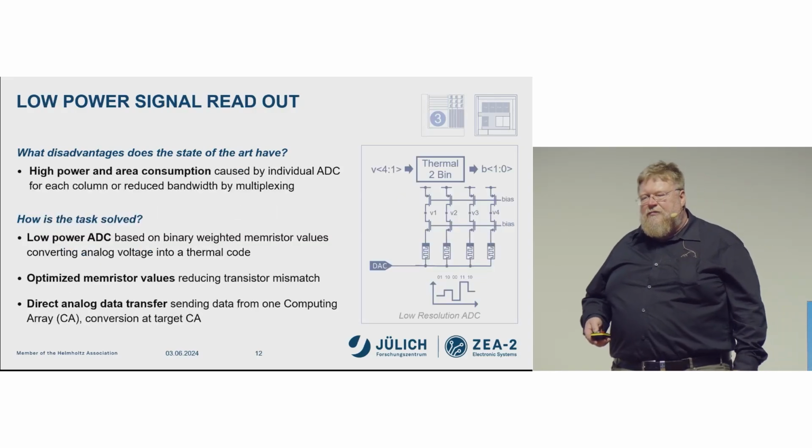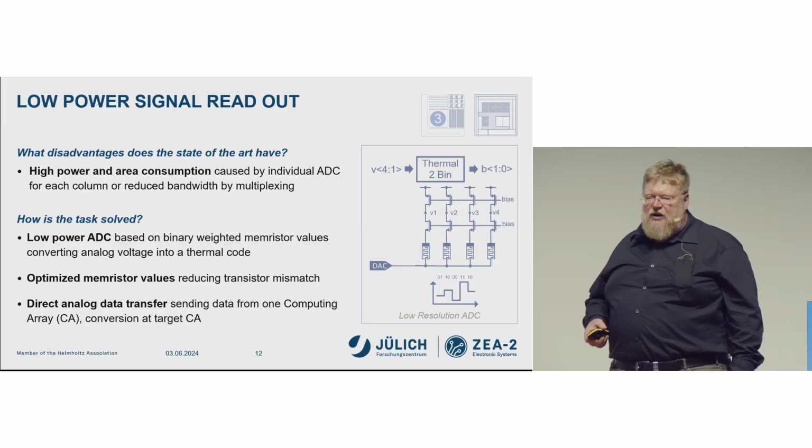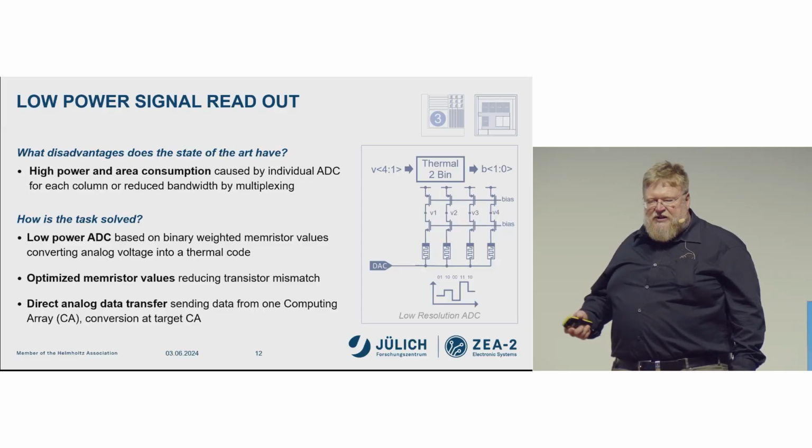The third thing is a proposal for a low-power signal readout. That comes in here in this example as an ADC, where you use weighted memristor values to translate an analog voltage coming in the lower left of the picture into a thermometer voltage or digital code on the outputs V1 to V4.